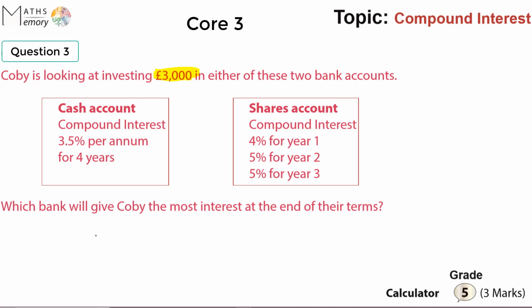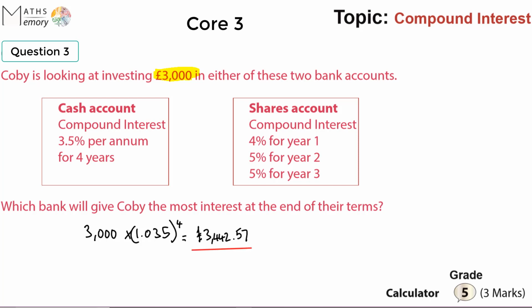We'll do 3,000 times 1.035, very simple, to the power of 4. So it's our basic setup using our three key numbers over here. Nothing difficult in that. And the answer is £3,442.57. So that's how much Kobe would make in the cash account.